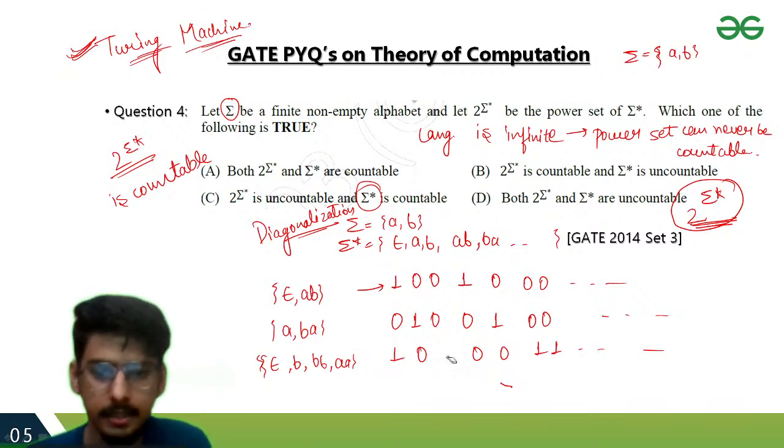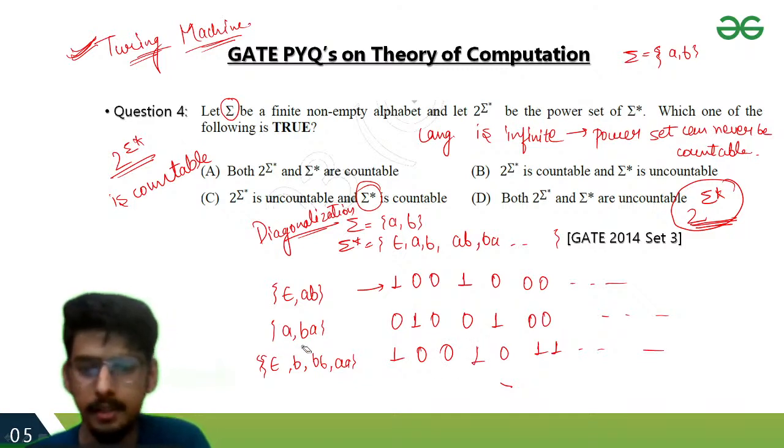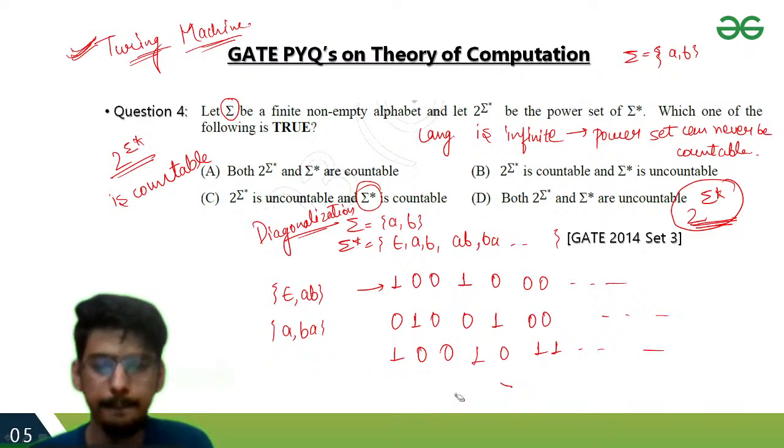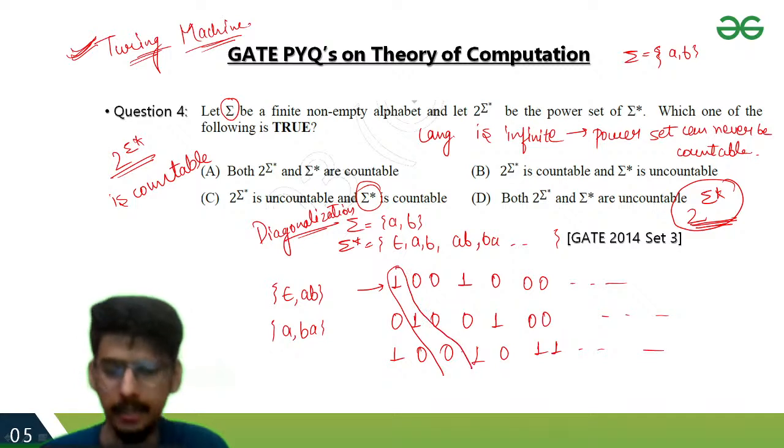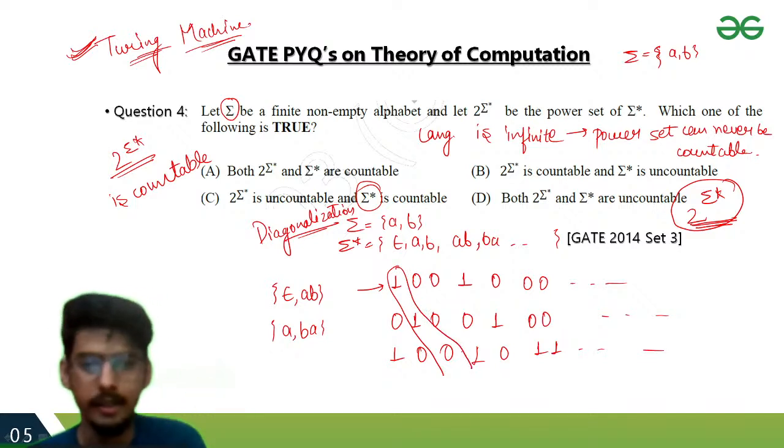I will take this row. Let me write 0 over here. Let me write 1 over here. Okay, so let me remove this part. Now the diagonal will be this diagonal, right? This will be the diagonal. Okay, and I will extract all the elements out of it.